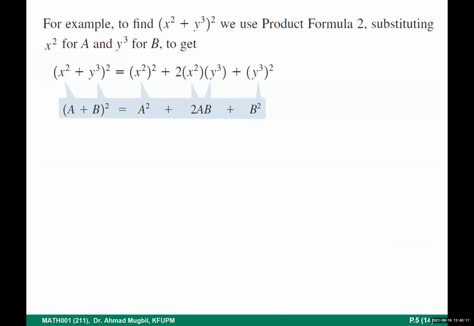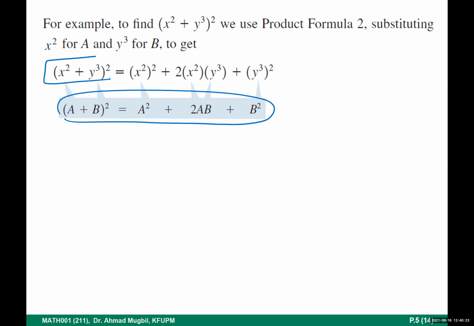Now, look here at what I'm talking about: how to use a formula, for example, this formula, with this algebraic expression. In fact, if you look, this is something plus something all squared. So in this case, A is what? It is x squared, and B is what?